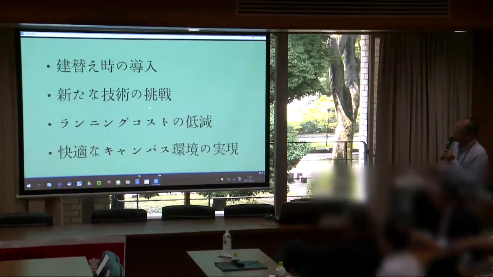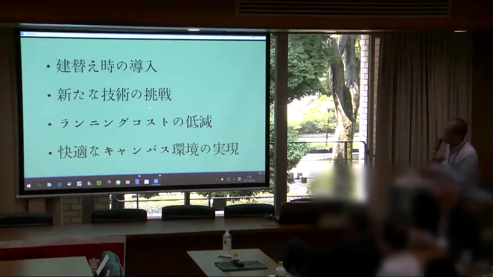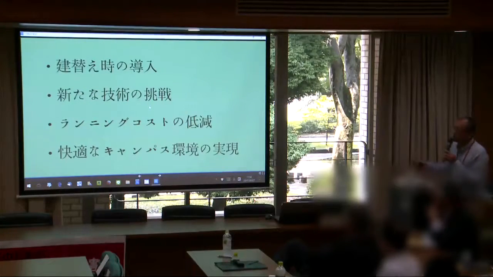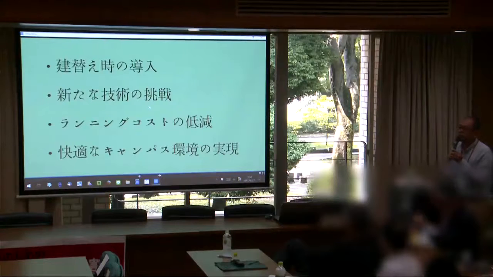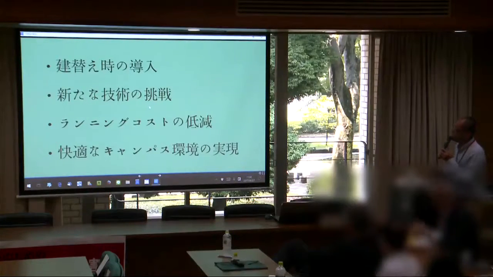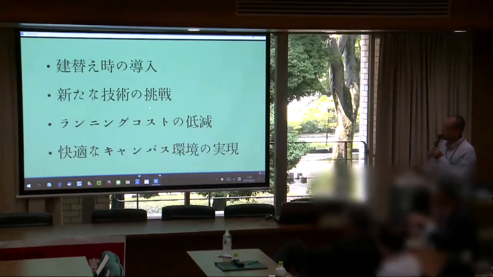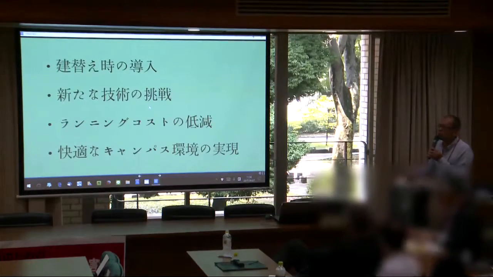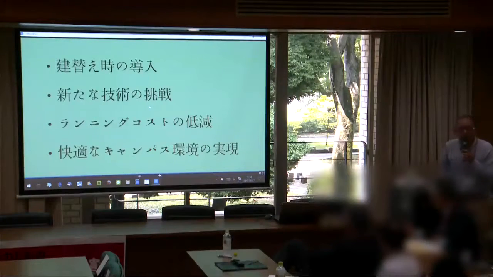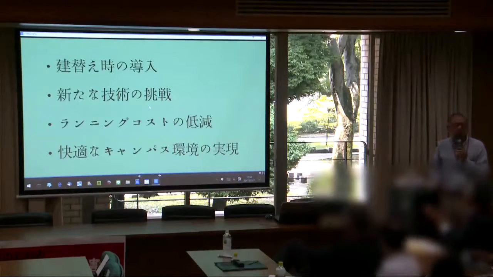Initial cost is high, but running cost can be reduced if it's a large scale. And if there is an external device outside, the air gets hot outside, but it wouldn't happen with a geothermal heat pump. Therefore, it can create a more comfortable environment on campus. If there are many external devices outside on the campus, the air gets very hot, but with geothermal, it's not. So the campus will be more comfortable. So that concludes my presentation. Thank you very much.